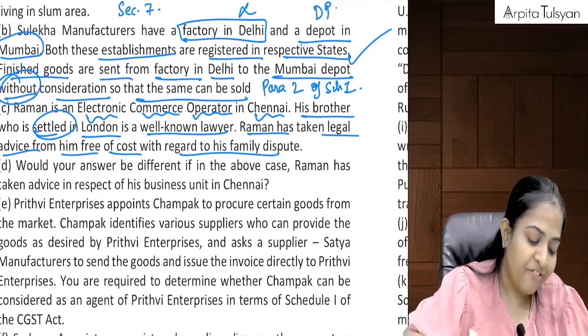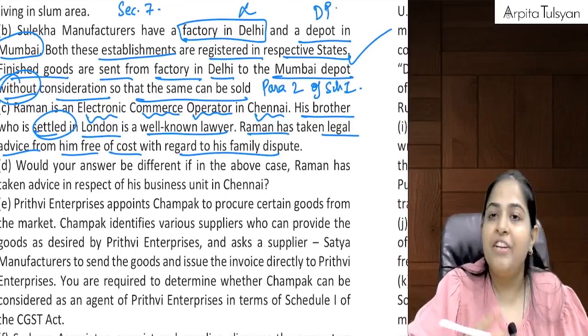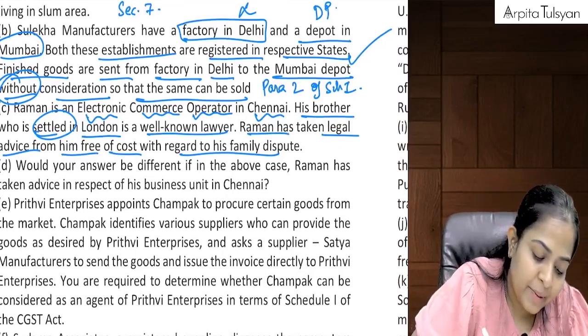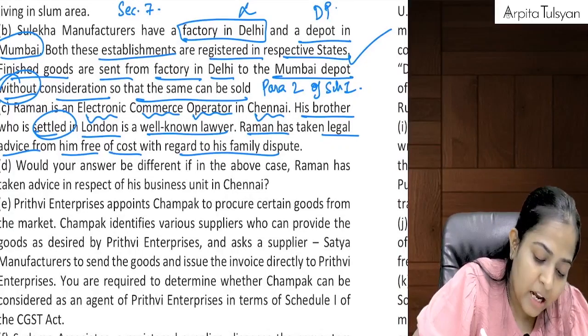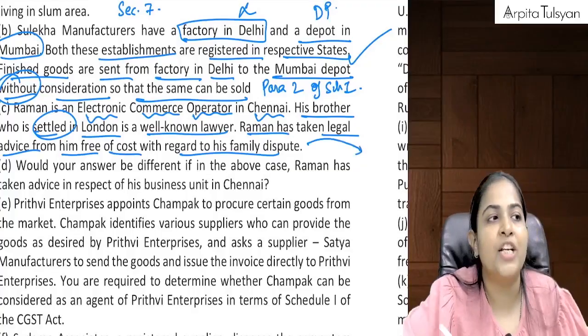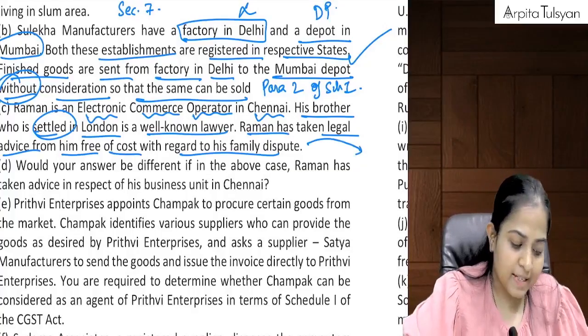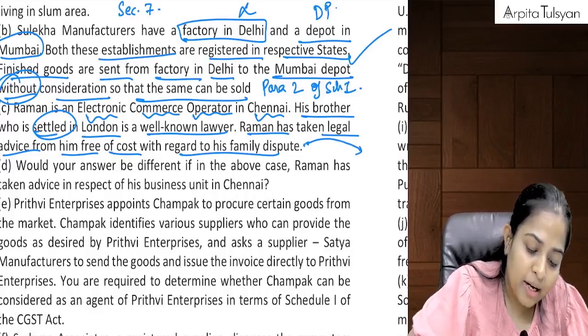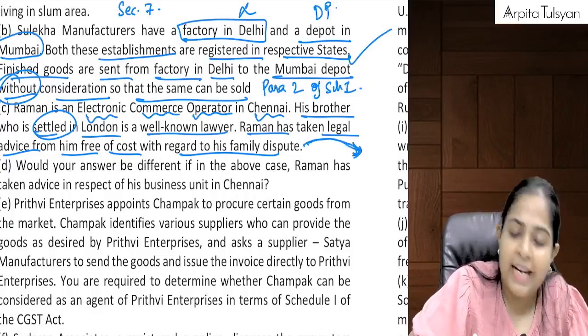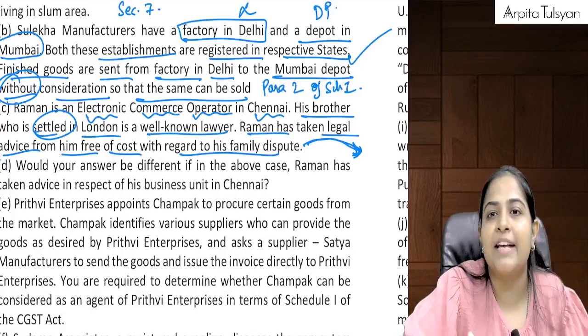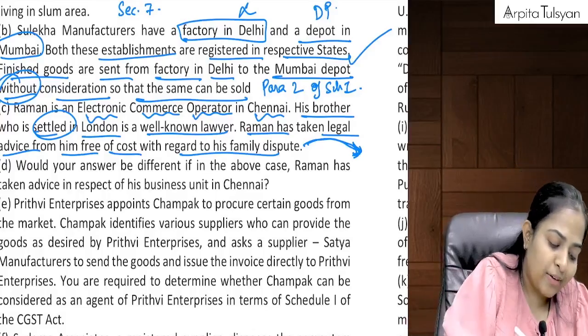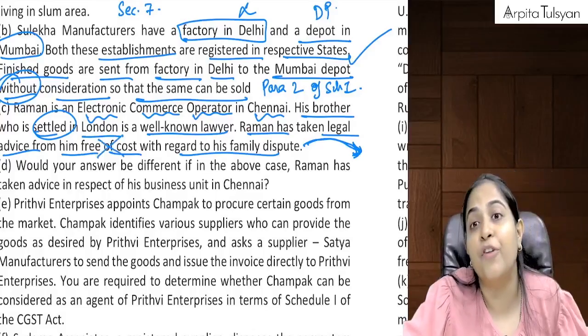Raman has taken legal advice from him free of cost with regard to his family dispute. So can we say we have taken legal advice from our brother who is in London? So for us it is importation of services. Now listen, will importation of services fall under 7.1b? The answer is no, it will not fall under 7.1b because it is free of cost.